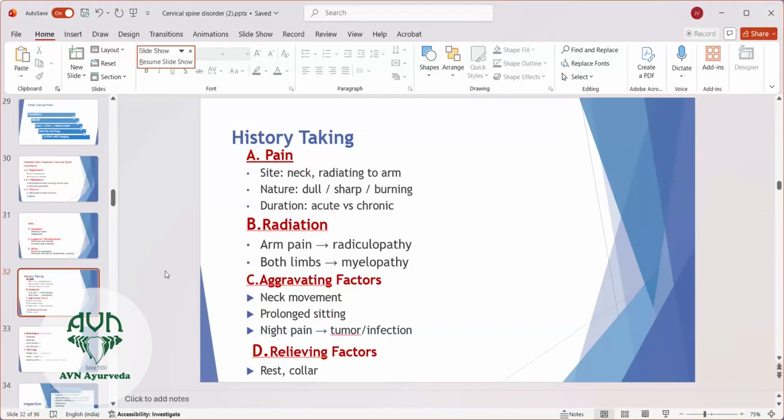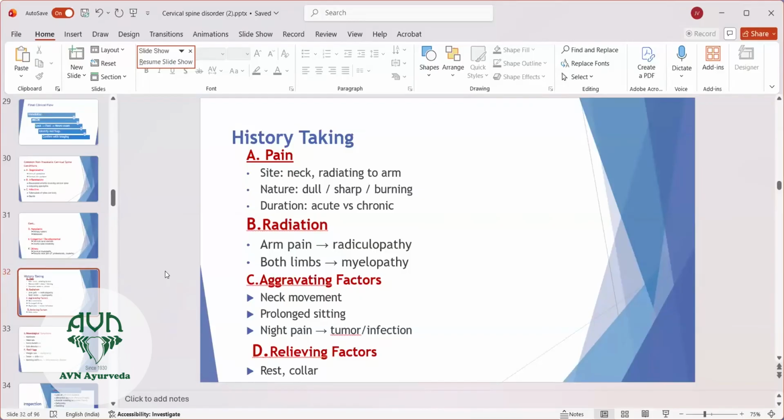We also have to ask about the radiation of the pain, whether it is radiating to the lateral aspect, the medial aspect, or the inferior angle of the scapula. We also have to look for the nature of the pain, whether it is a dull pain, sharp pain, or burning pain. Also the duration, whether it is an acute onset or a gradual onset of the pain, that we have to look for.